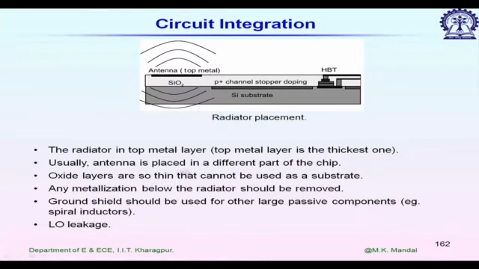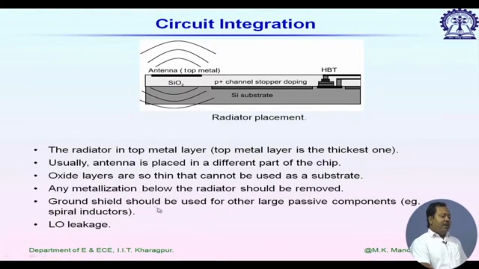already we discussed that the antenna is placed in a different part of the chip to avoid any coupling. Then we have to use some separating layer between the radiator and the silicon substrate. Usually the silicon oxide layer is so thin that it cannot be used as a substrate. Now, if there is any metal below this radiator, there will be obvious coupling between the radiator structure and the metal. So, we can't place any metallic structure below the radiator. We have to keep in mind this point when we are going for on chip antenna design.